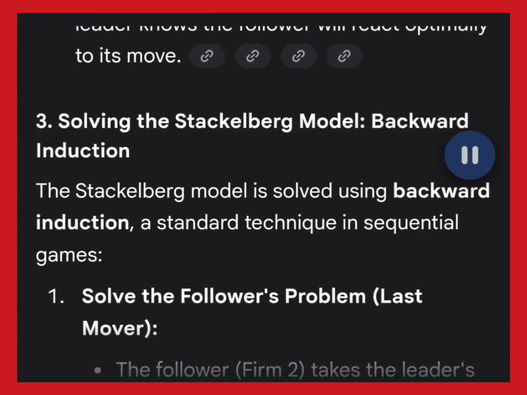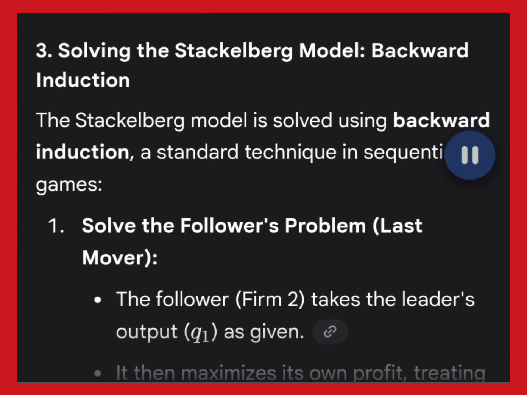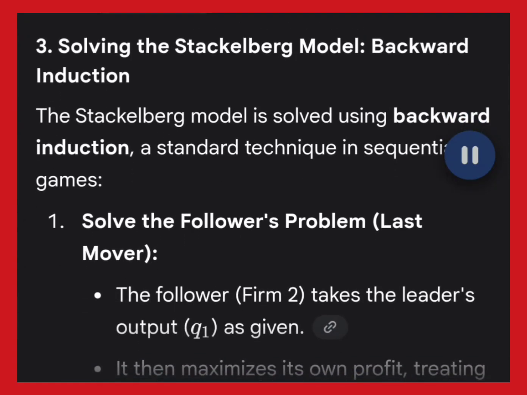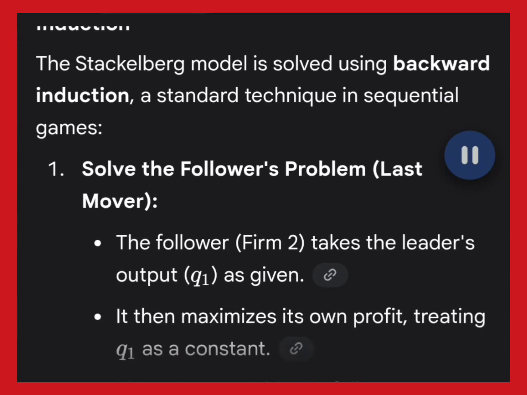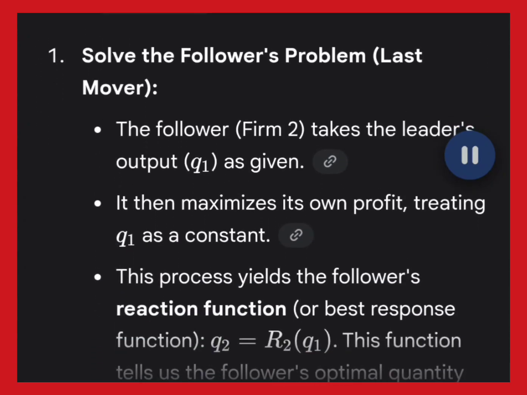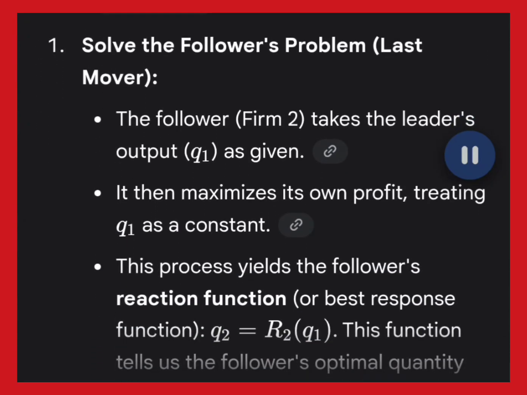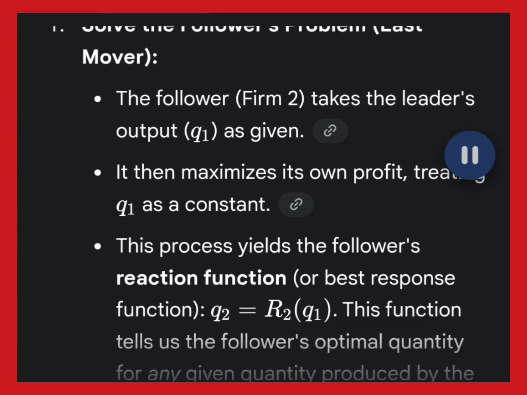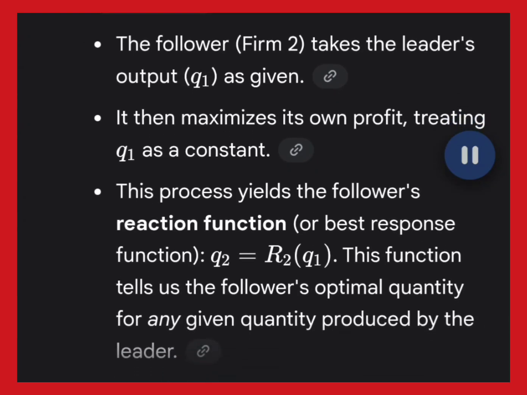3. Solving the Stackelberg model, backward induction. The Stackelberg model is solved using backward induction, a standard technique in sequential games. 1. Solve the follower's problem, last mover. The follower, firm 2, takes the leader's output, Q_1, as given. It then maximizes its own profit, treating Q_1 as a constant.